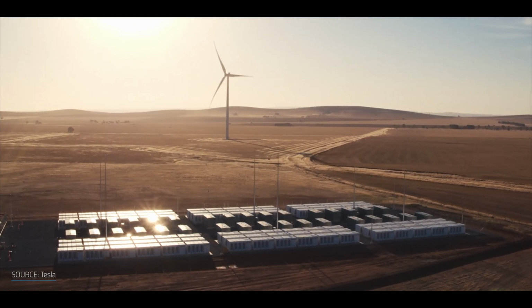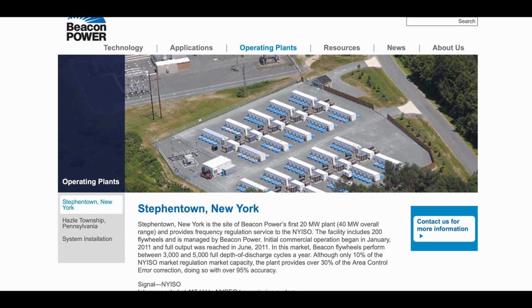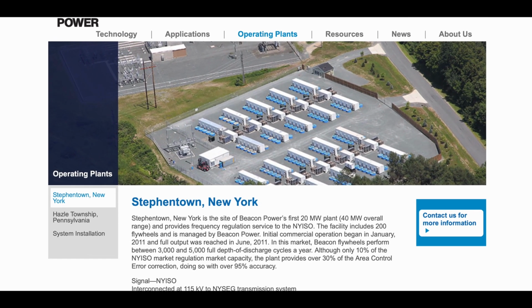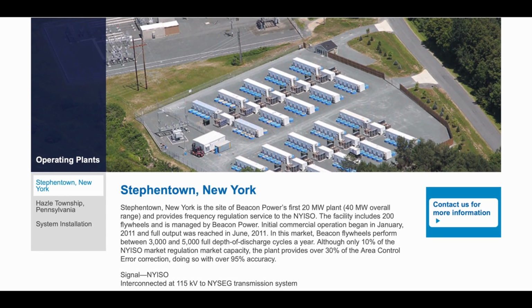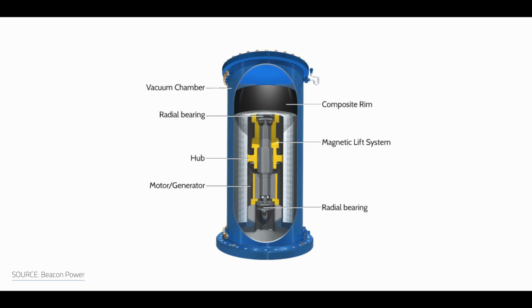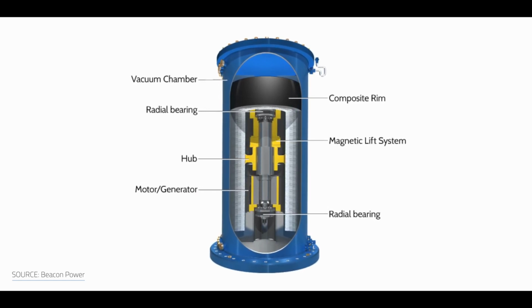Some examples are the Beacon Power 20 megawatt units installed in Stephentown, New York, and Hazel Township, Pennsylvania to support frequency imbalances in the grid. These plants were commissioned in 2011 and 2014. Beacon's flywheel rotor is made up of a carbon fiber composite rim. Its flywheels spin up to 16,000 RPM and can completely charge and discharge for 175,000 cycles.